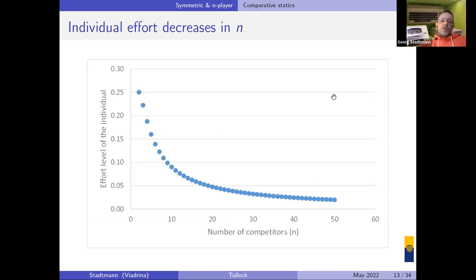The following graph shows you what happens if the number of competitors n increases. It has an effect on the optimal effort level of one individual. The optimal effort level will decrease. So this is one characteristic we have already seen in your numerical assignment. Let's check how we get to this graph.